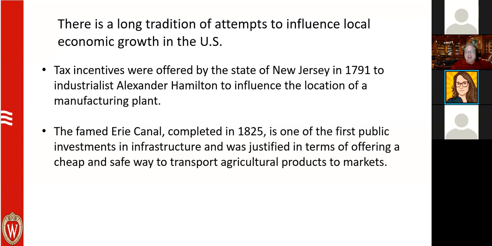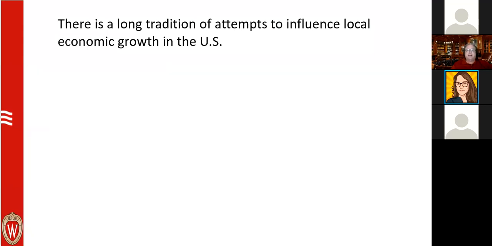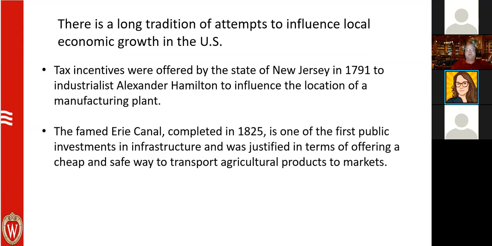The Erie Canal, completed in 1825, was really the first public works investment that was justified purely in terms of economic development. Okay, it was justified as a cheap and safe way to transport agricultural products to markets. It was an economic development justification.